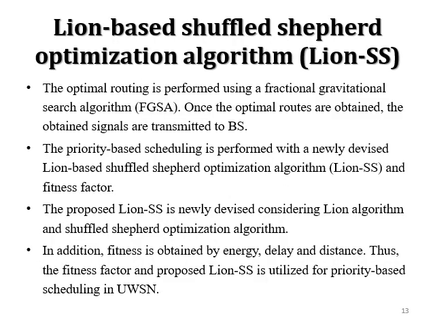And our proposed system is the lion-based shuffled shepherd optimization algorithm, which is a combination of lion optimization algorithm and shuffled shepherd optimization algorithm. In this, the routing is done using FGSA. FGSA is the fractional gravitational search algorithm, which is used for optimal routing. Next, the priority-based scheduling is performed with the newly derived lion-based shuffled shepherd optimization algorithm.